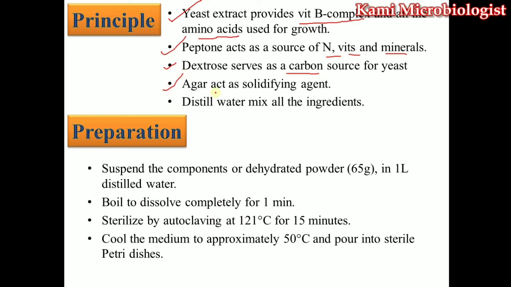We have agar that acts as a solidifying agent and provides a stable environment through which fungi grow in the form of colonies, and we have distilled water that mixes all the ingredients.